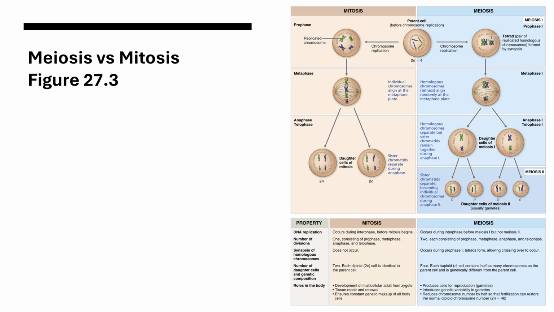Whereas meiosis produces cells for sexual reproduction. So this is going to produce the gametes. It introduces genetic variability in gametes, and that's from the crossing over. And it reduces the chromosome number by half so that fertilization can restore the normal diploid chromosome number. So that's why you get half of your genes from your mother and half of them from your father.